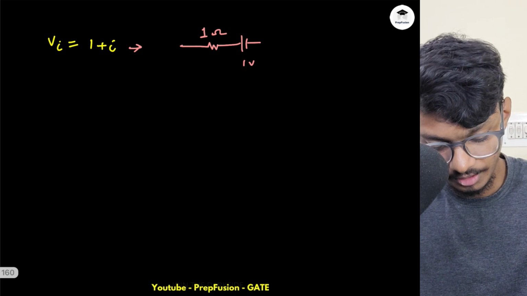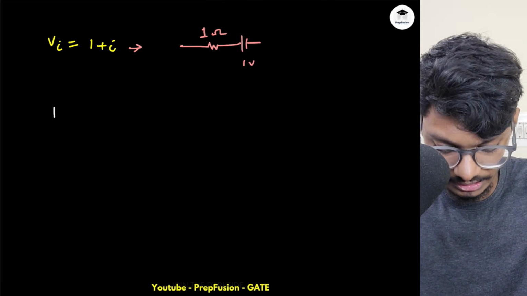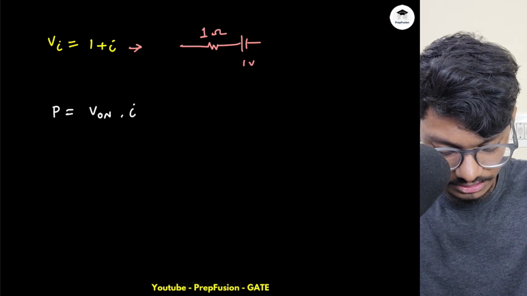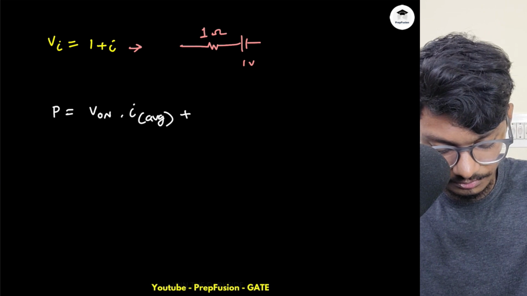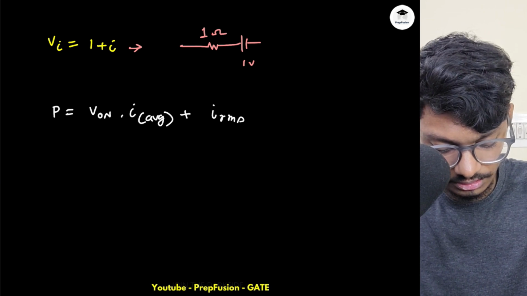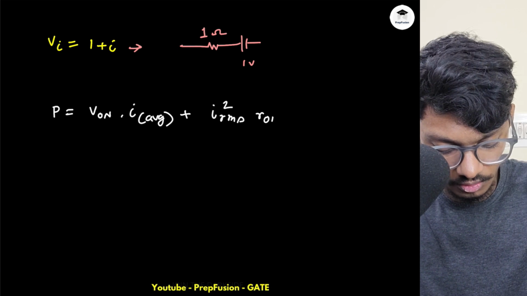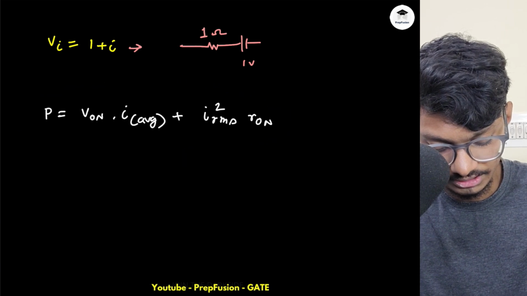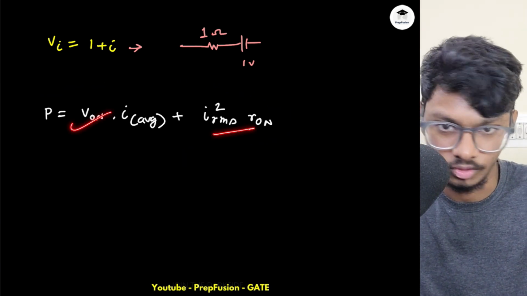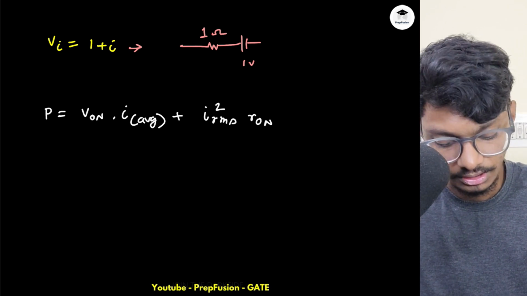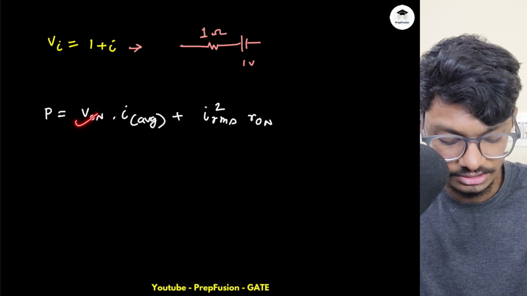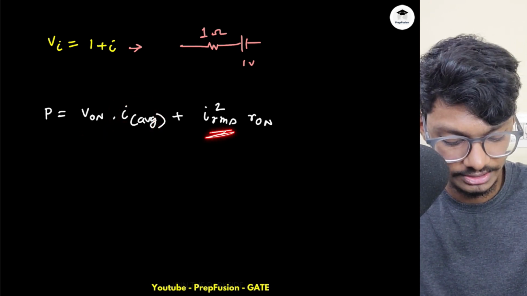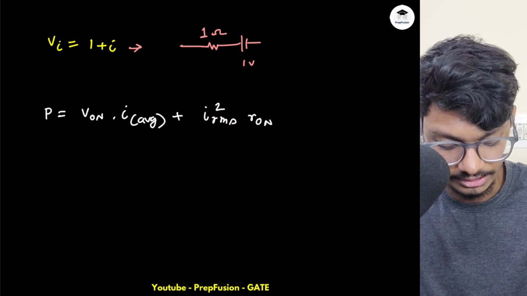So computing the power will be easy again. It will be P equals V on into I average plus I RMS whole square into R on. I have already explained how this formula came in the previous lecture, you can go to that. This is DC, so this will be the average power, and I RMS whole square will be the AC component of the power.